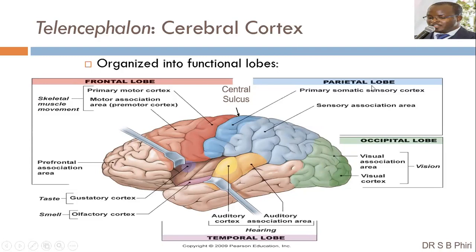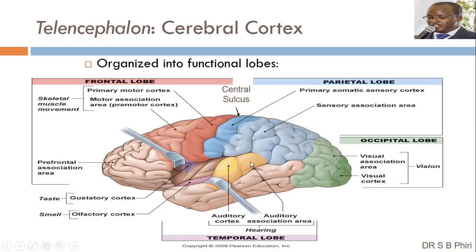The parietal lobe is mainly involved in the primary somatic sensory cortex. Then it also has sensory association areas. That is the parietal lobe. The occipital lobe contains visual association areas and the visual cortex.